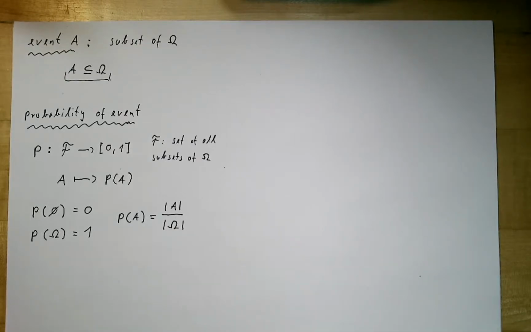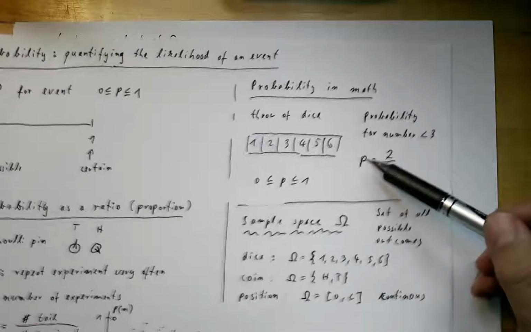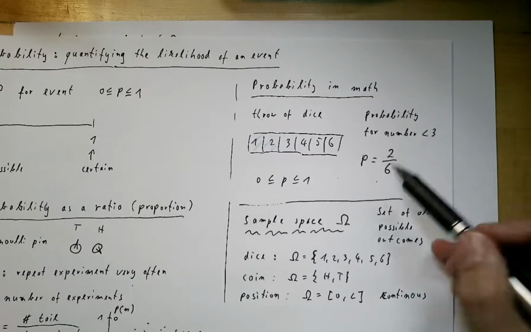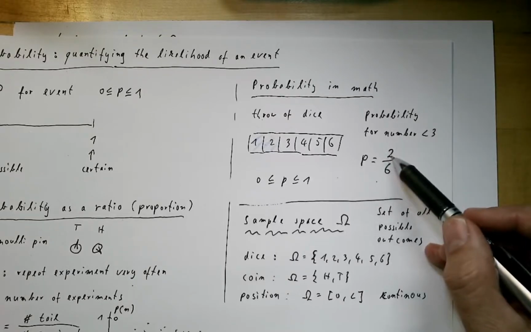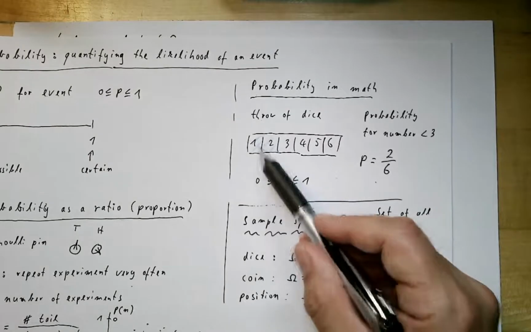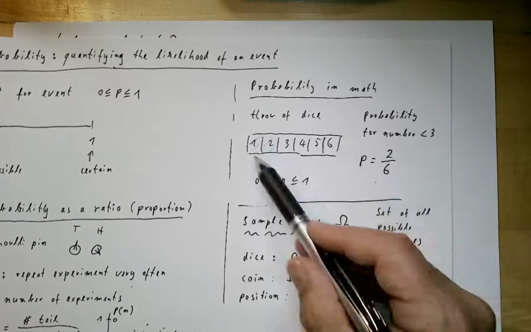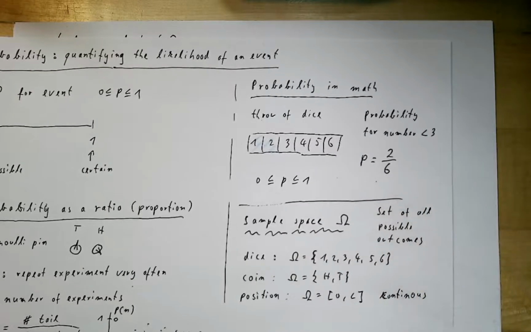And this is exactly what we did here. In this example, in order to get the probability for the event the number is smaller than 3, we took the size of our event, which is 2, the size of the sample space, which is 6, and then we get the probability 1/3.